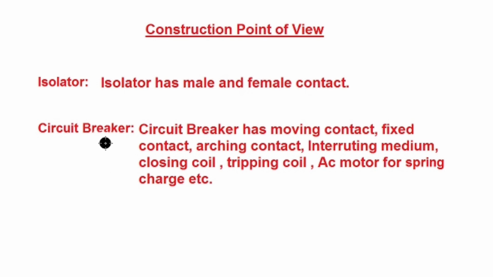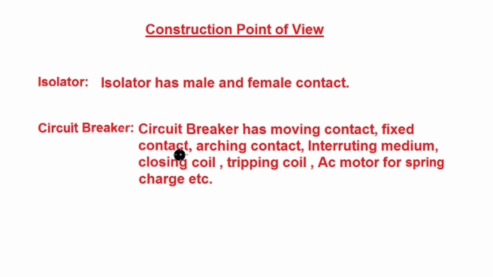In terms of construction, an isolator has fewer components. It has a male and a female contact, where the male contact is the moving contact and the female contact is the fixed contact. Isolator operation can be done by motorized operation, or mechanically by means of the handle.